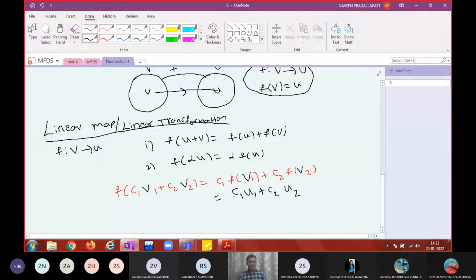Okay, so if this addition operation and scalar multiplication are preserved, then that function is said to be a linear function or a linear mapping or a linear transformation. Can you give some examples of linear transformations which are satisfying these two conditions?